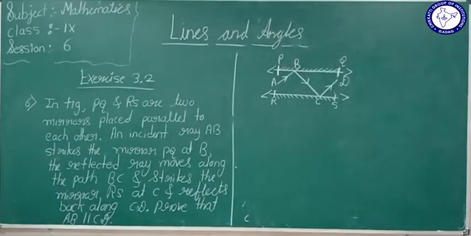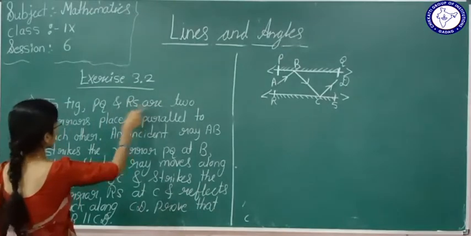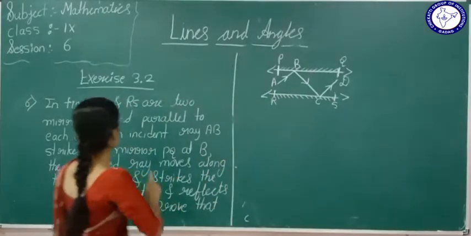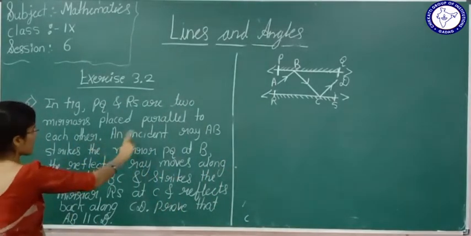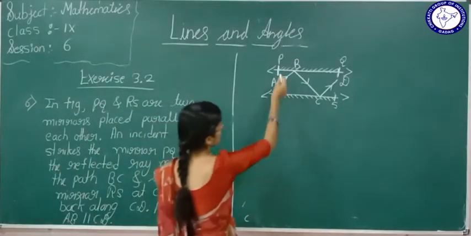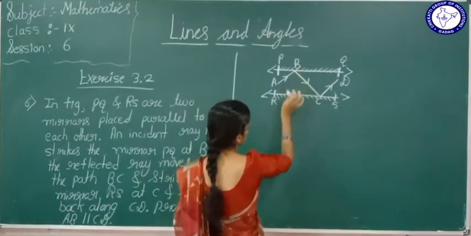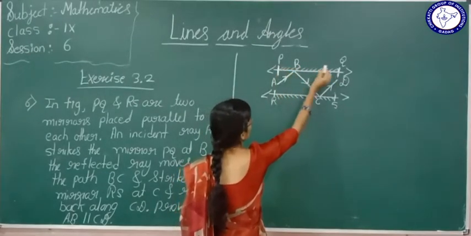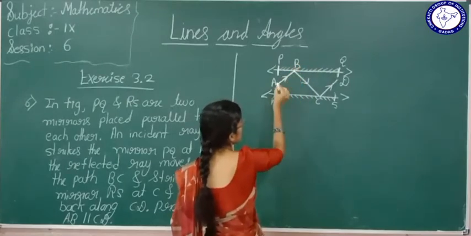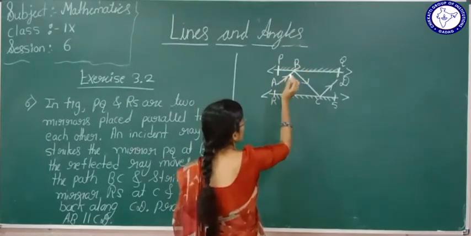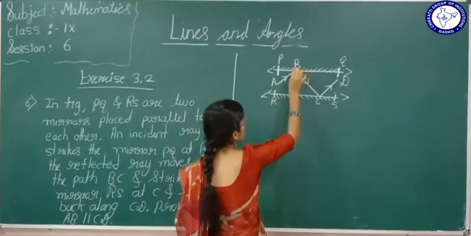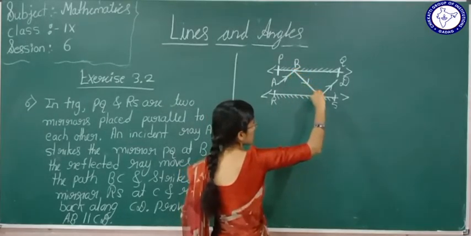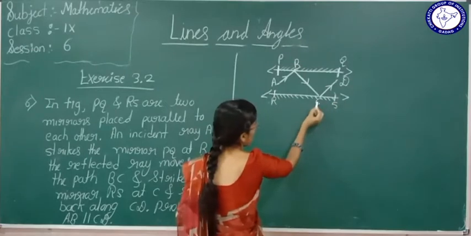Now see students, sixth question. In the figure, PQ and RS are two mirrors placed parallel to each other. An incident ray AB strikes PQ at B. The reflected ray moves along the path BC and strikes RS at C.